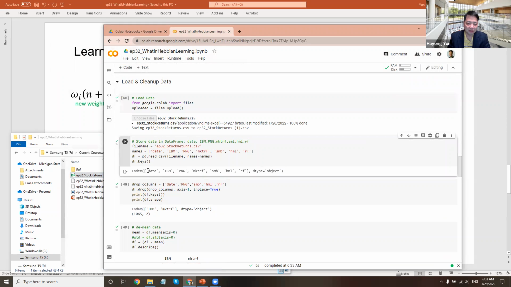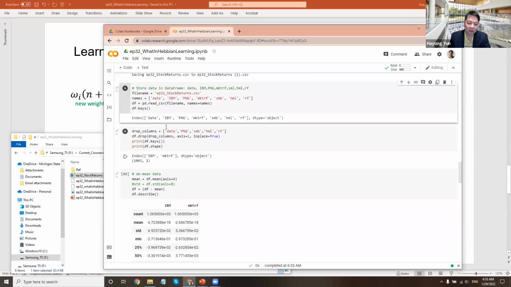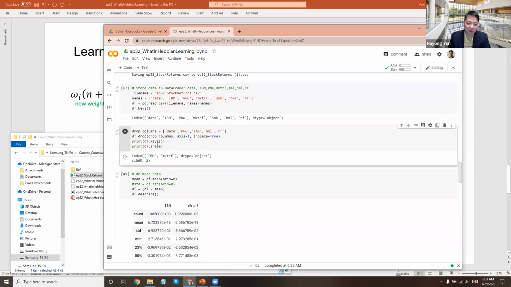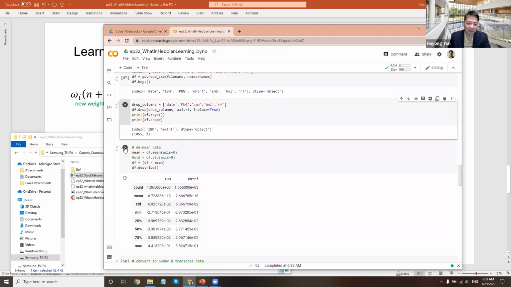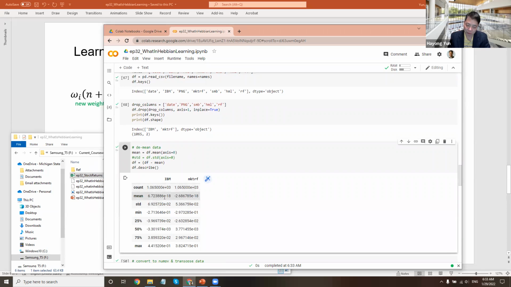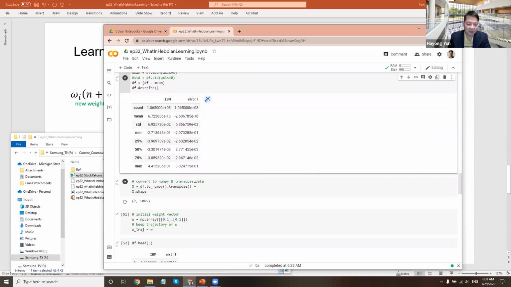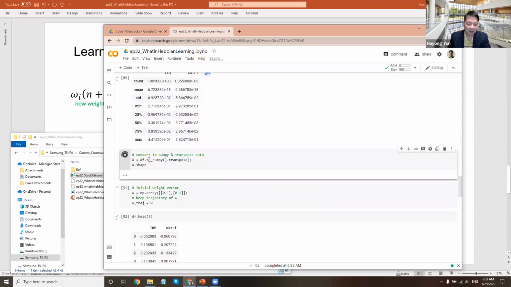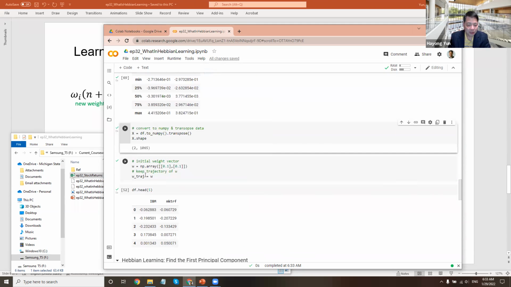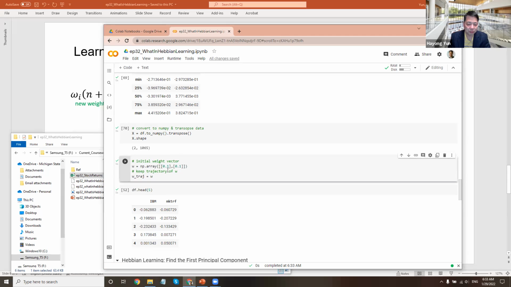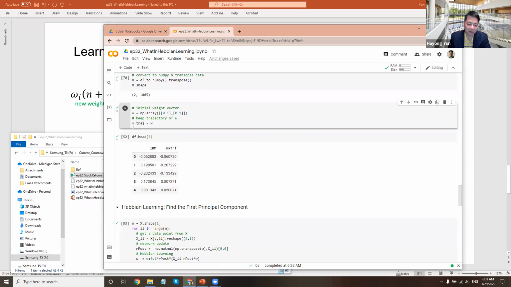Let's first read in the data. So you have date, IBM, P&G, market premium, SMB, HML factors, and RF risk-free rate. I'm going to drop the date, P&G, SMB, HML, RF, and just keep the IBM and market return. Let's focus on these two variables. I have to demean it for principal component to work the best. And let me just convert to NumPy and transpose it. So my initial vector, let's start from 0.1 position. And the trajectory will keep track of and accumulate the weights.